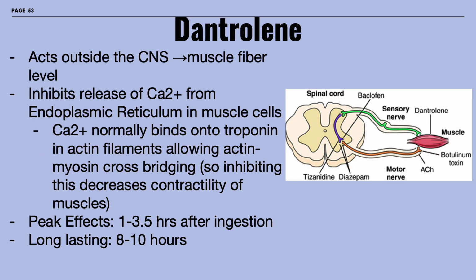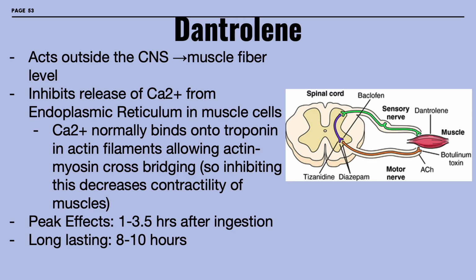Dantrolene is one that acts outside of the central nervous system. It actually acts at the muscle fiber level. It inhibits the release of calcium from the endoplasmic reticulum in muscle cells. And as we know, calcium normally binds onto troponin and actin filaments, allowing for that actin-myosin cross-bridging. So by inhibiting this release, you're inhibiting the contractility of muscles.